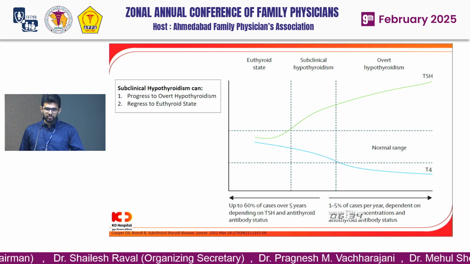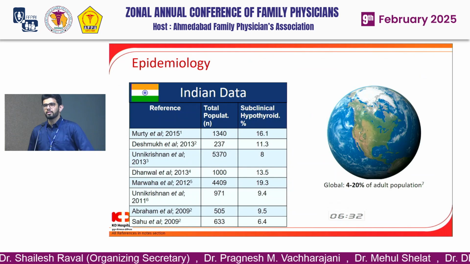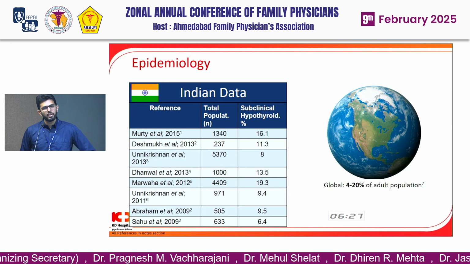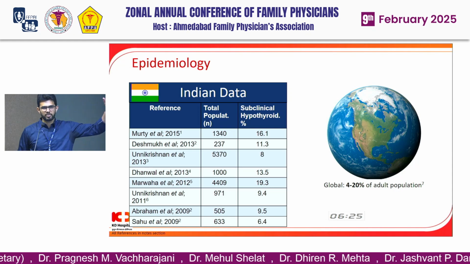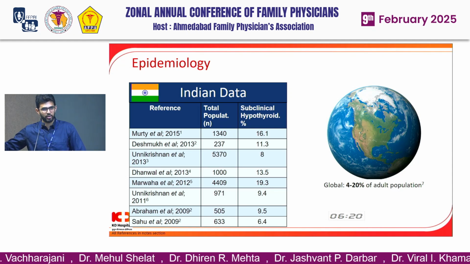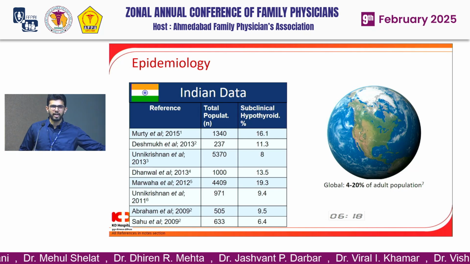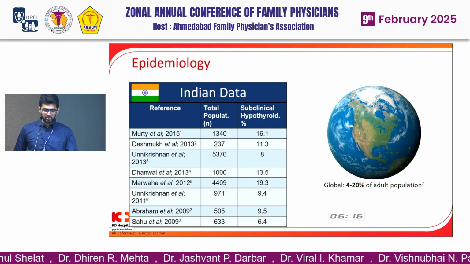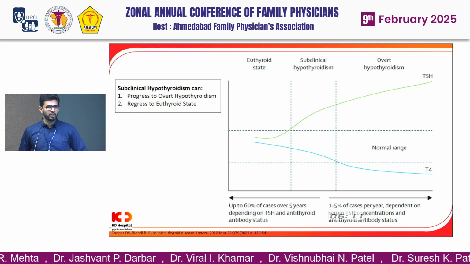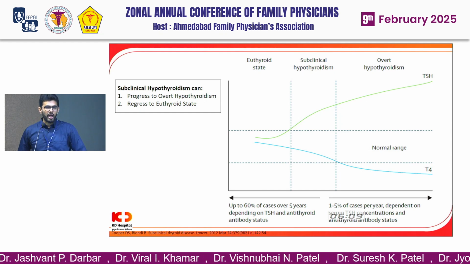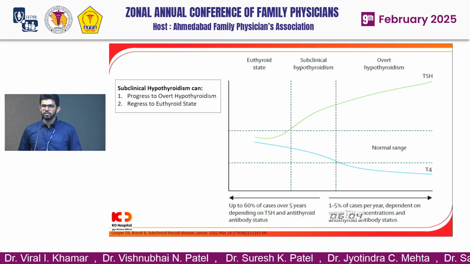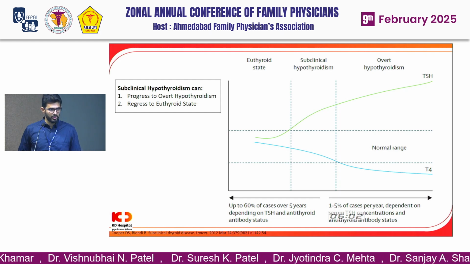And in terms of progression, let's say we are chasing all these patients, we have thousands of subclinical hypothyroid patients right now. If we chase all of these over a period of years, 10 years, 20 years, what happens to those patients? How many of those go into actual hypothyroidism? How many come back to a normal thyroid status? So almost 60% of cases revert back to normal thyroid status over a period of 5 years. And the progression to overt hypothyroidism is somewhere around 1 to 5% per year. So progression is very low.